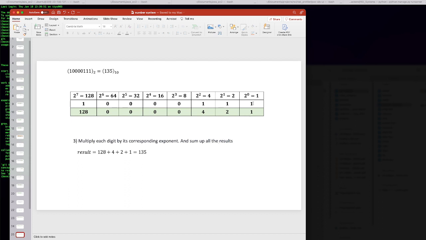So basically, 1 times 1 is 1. 1 times 2 is 2. 1 times 4 is 4. 0 times 8 is 0. 0 times 16 is 0. All the way to 1 times 128 is 128. So the summation of all of these values here in the green row is 135.